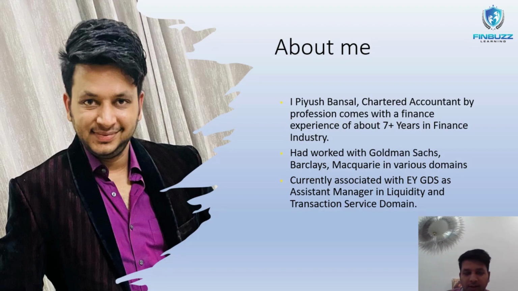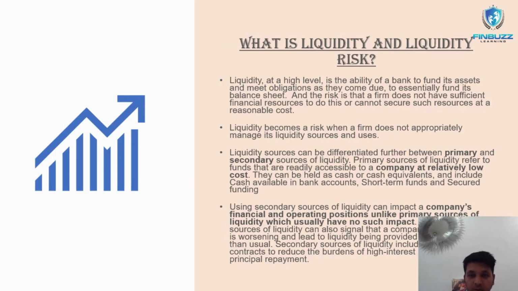Moving on to the next slide, I'll speak about who I am. I'm a chartered accountant by profession, and I have 7 years of experience in the finance industry. I qualified in 2017, and I have worked in various industries like banking, consulting, and statutory audit. Currently, I am working at EY as an assistant manager in liquidity and transaction services, where I am handling US clients predominantly.